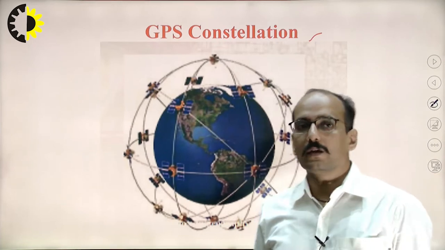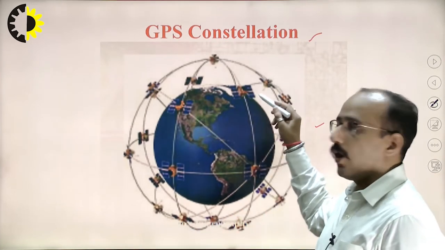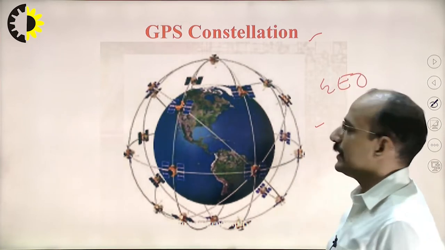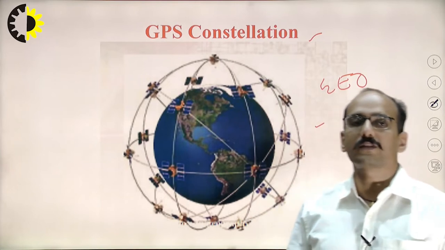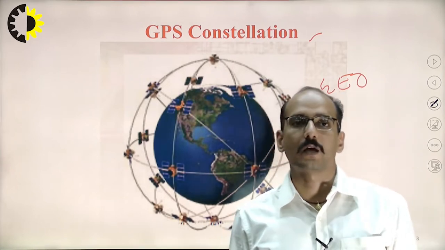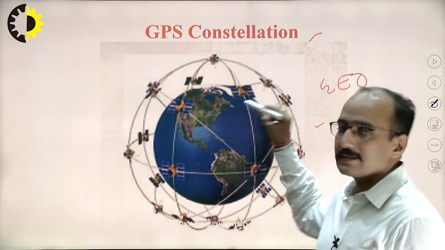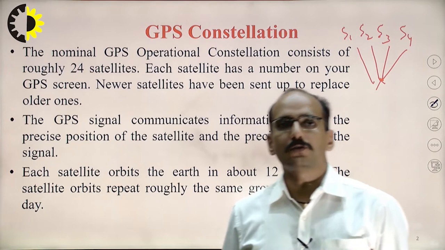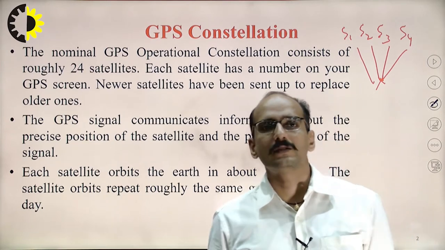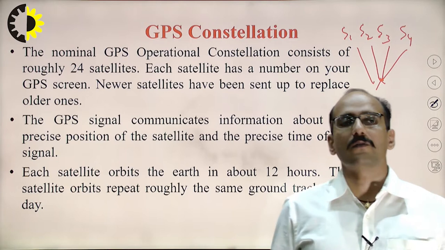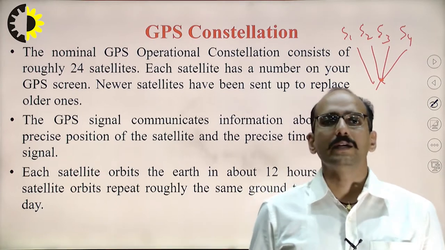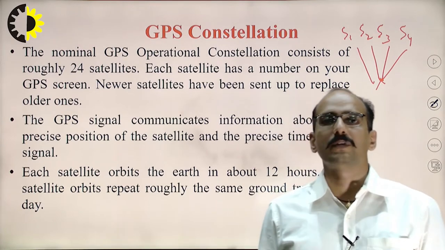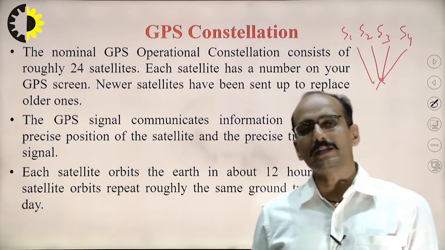Actually, in this diagram, you can easily see that all the 24 satellites are basically geo satellites, because they are located on a fixed place with respect to the earth, and that fixed place time zone is calibrated with the satellite atomic clock. So as per the GPS constellation, the nominal GPS operational constellation consists of roughly 24 satellites, and each satellite has a number on your GPS screen. And then newer satellites have been sent up to replace the older ones. So that is a continuous process.